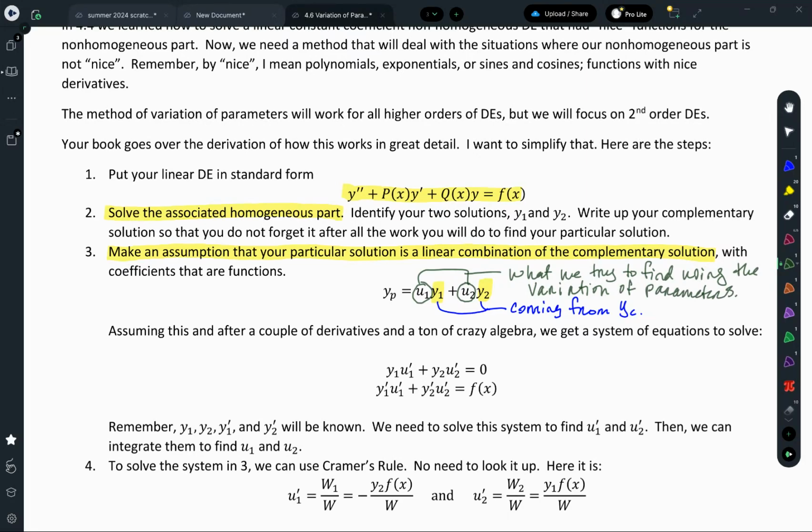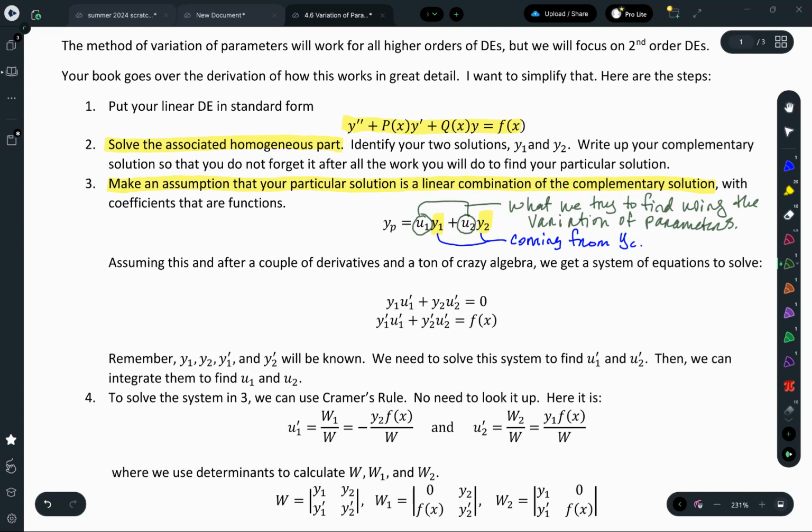Okay, so your book goes into a lot of detail about how they come up with this system of equations, but really we're taking derivatives and second derivatives on y sub p, the particular solution, and there's a bit of algebra that goes on there. Then what ends up happening, though, is we end up with a system of equations.